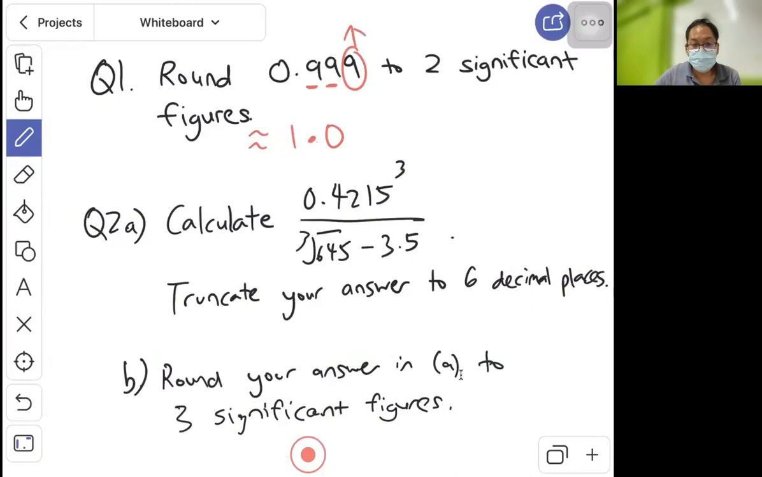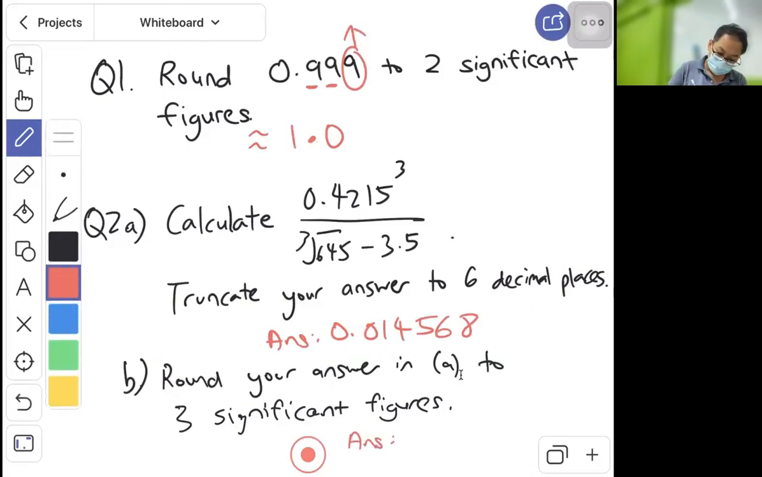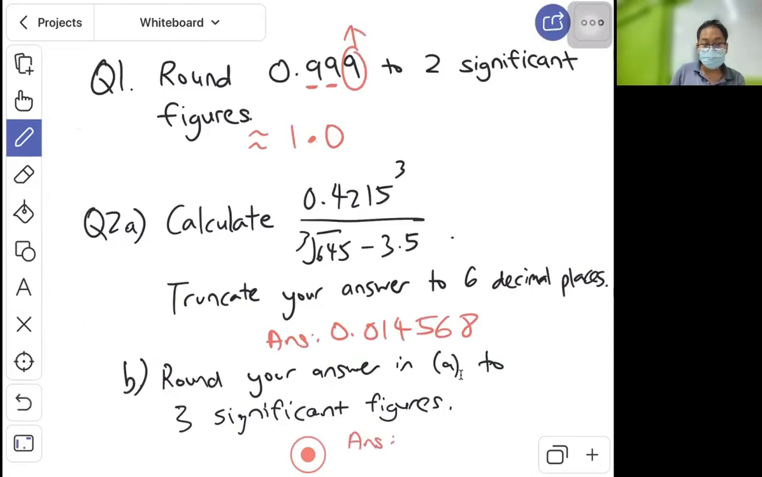Question 2A. So you press into the calculator, they ask you for 6 decimal places. So the answer is 0.014568. And round it to 3 significant figures. That means you look at this, this, and this, round up. So you get 0.0146.